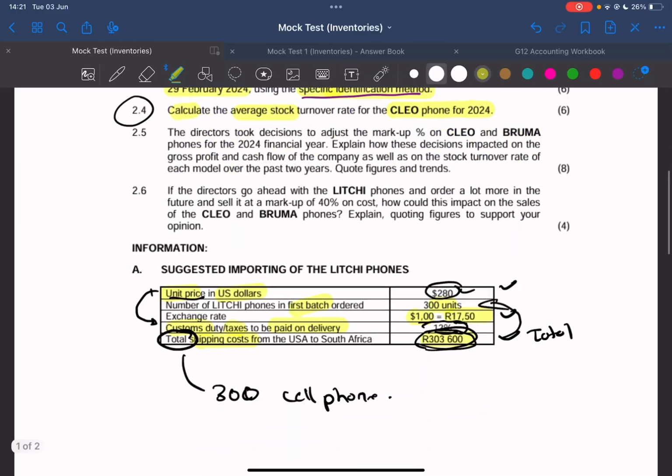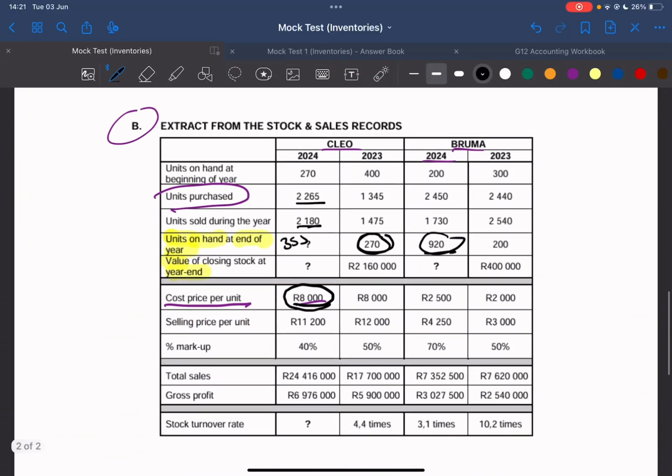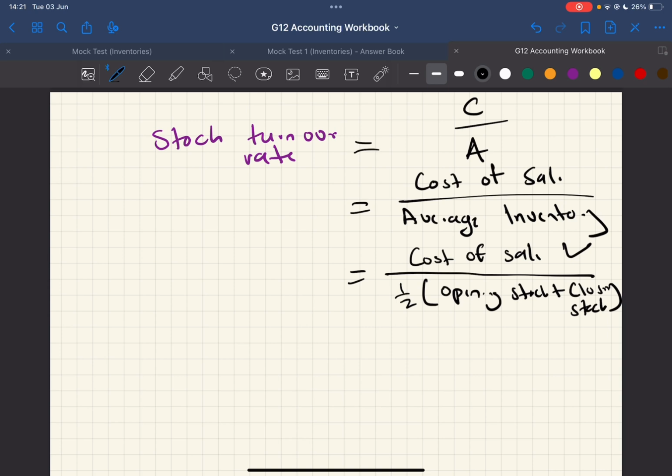Right, so we go to the information that relates to the Clio phone. With the Clio phone, we know that the first thing that we need is the cost of sale, and we also need opening stock and closing stock, right? The opening stock value and the closing stock value. So let's go and see if we can get those amounts.